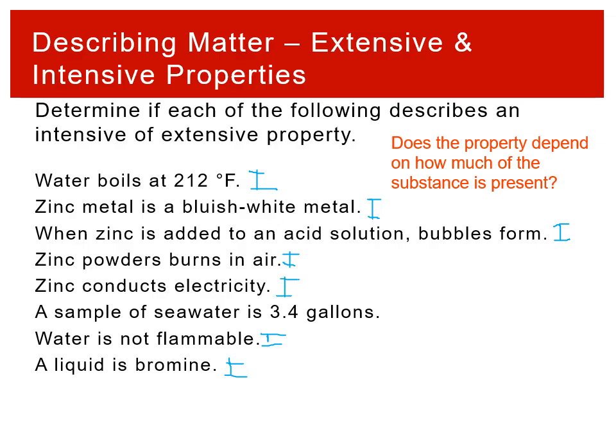And in fact, our only extensive property here is the fact that a sample of seawater is 3.4 gallons. That phrase right there, a sample of seawater, is what we want to key in on. That inherently implies that there is a particular bit of seawater that we're looking at, and it's going to have a particular volume. So that's going to be an extensive property. It describes this bit of seawater.